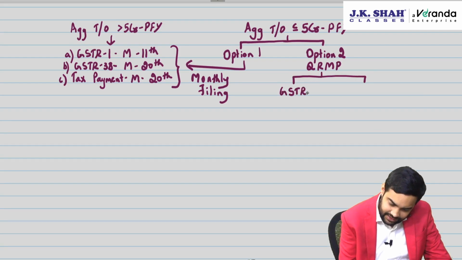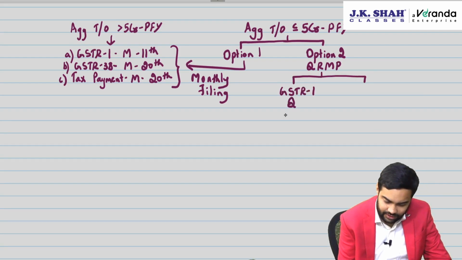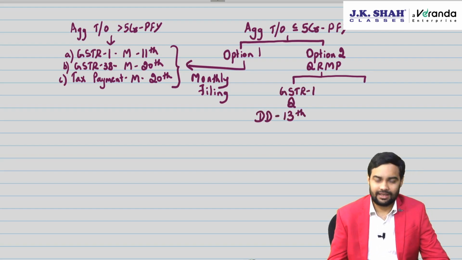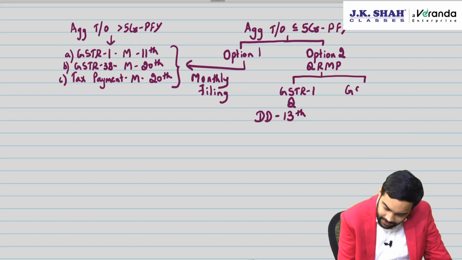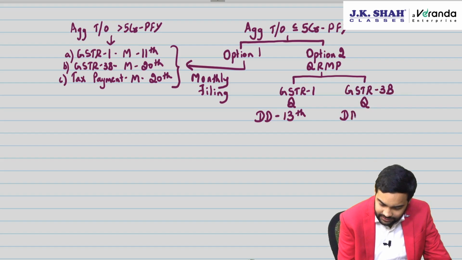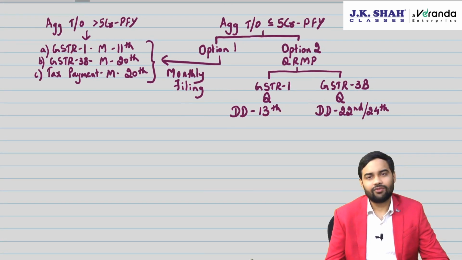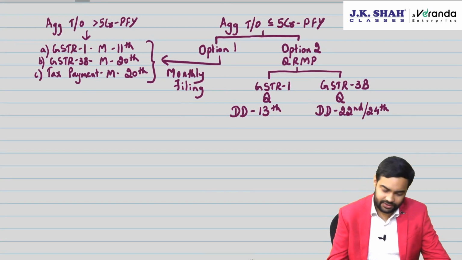So GSTR 1, you'll file it on a quarterly basis. Due date is the 13th of the month after the relevant quarter. GSTR 3B will also be filed on a quarterly basis. The due date is 22nd/24th. For a few states it is 22nd, for a few states it is 24th.